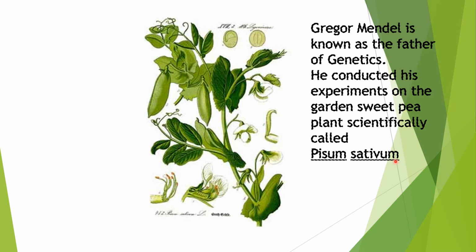Now, most of the experiments were based on this organism. He was a monk, so he used to live in a monastery which had a huge garden. So he used to cultivate this particular plant, and he conducted numerous experiments on this plant and deduced various laws of genetics.